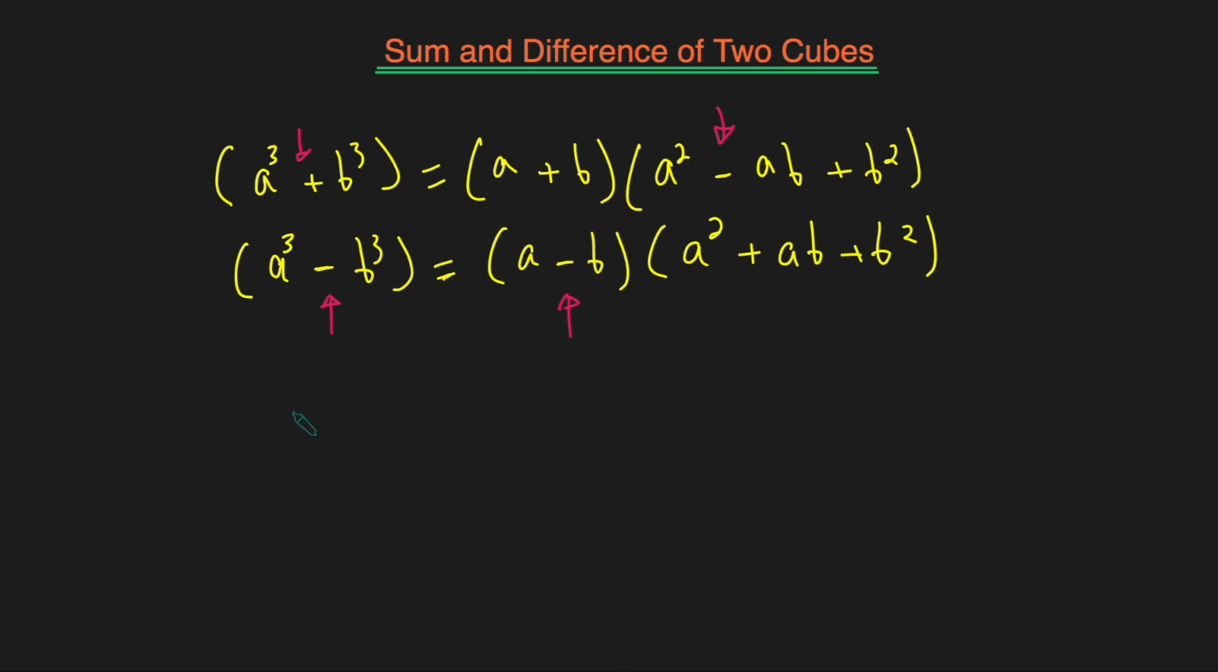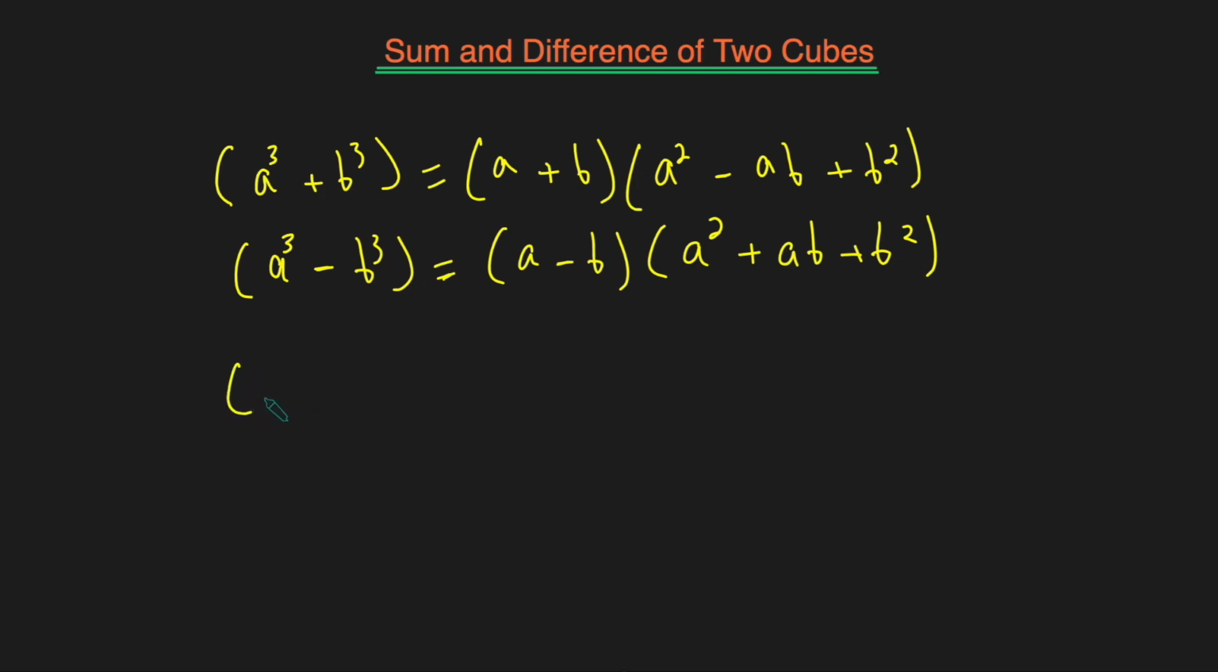And a lot of students make a mistake in that a cube plus b cube or minus b cube does not equal a plus b all cubed. This can be done by foiling or using Pascal's triangle to expand it, but it's not the same. So let's work on some examples.